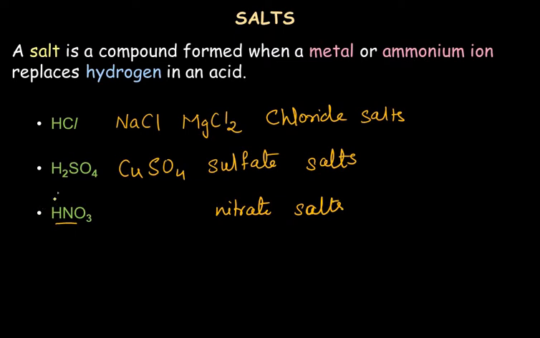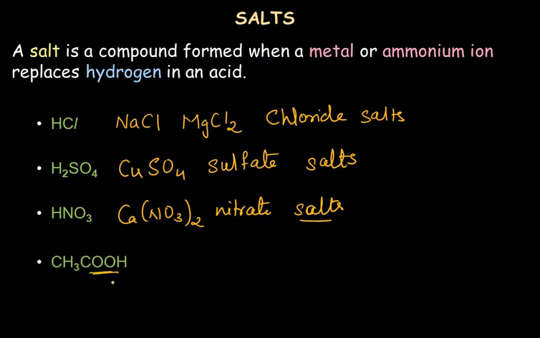So when the hydrogen is replaced, then whatever anion is left in the acid, accordingly the type of salt will be formed. For example, here again hydrogen is replaced by calcium, then we can say that calcium nitrate salt will be formed. Now let's take an example of an organic acid, say ethanoic acid.